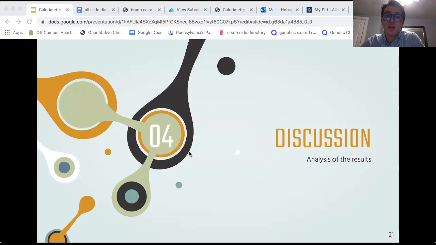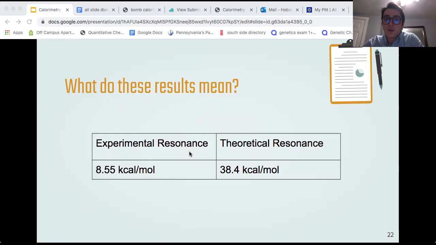Discussion, we're going to talk a little bit more about the results. So what do they really mean? Our results tell us that the resonance energy calculated by CGRIS is actually more accurate than our experimental method. This discrepancy could have occurred due to an error by me in the data analysis section, possibly. Overall, now we know the resonance energy of benzene and how to find it experimentally and in theory.